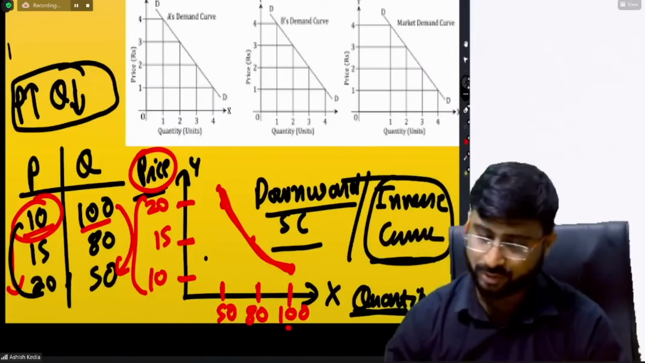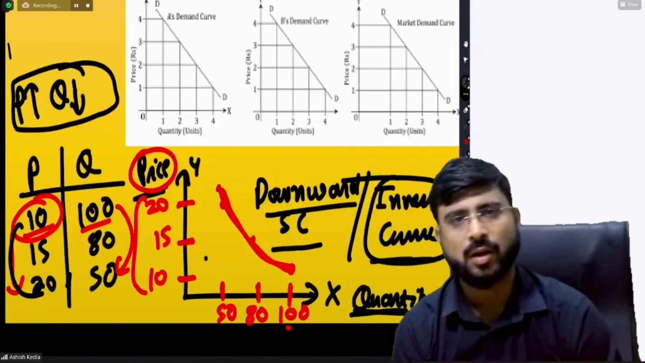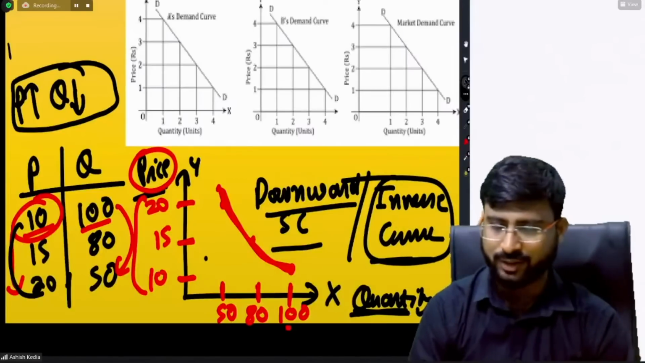Okay. Yes. Downward sloping, negative sloping, all are the same thing. All right, sir. We are clear with that.